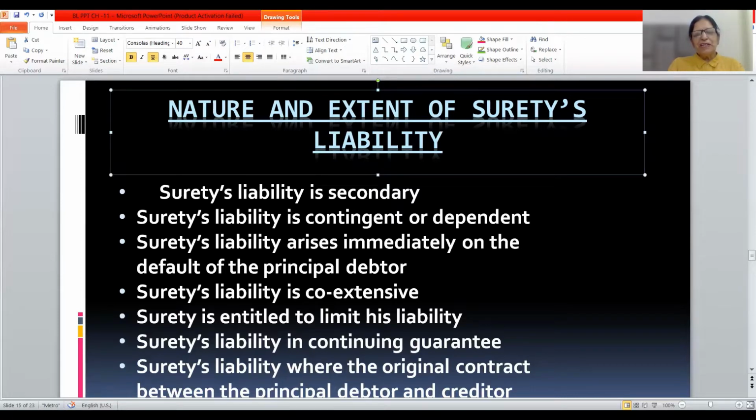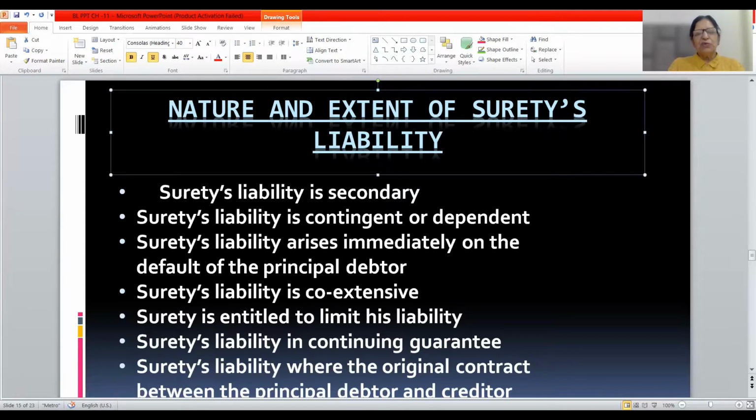Let us presume, friends, the seller has drawn a bill upon the buyer, and the buyer's performance has been guaranteed by the surety. The surety has given the assurance to the seller that the buyer will meet the bill on the date of maturity, and if he does not, then I will make the payment. Let us presume the buyer has defaulted. He has not met the bill on the date of maturity.